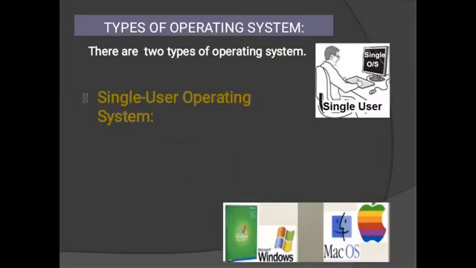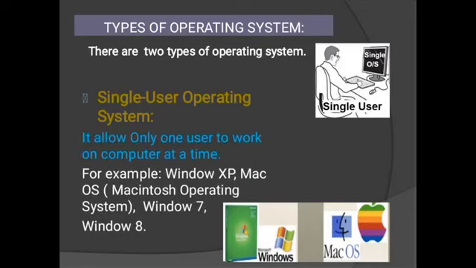Now, the types of operating system. There are 2 types of operating system. Single user operating system. It allows only one user to work on a computer at a time. For example, Windows XP, Mac OS, Windows 7, and Windows 8.